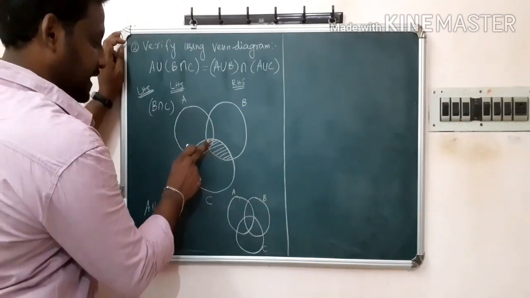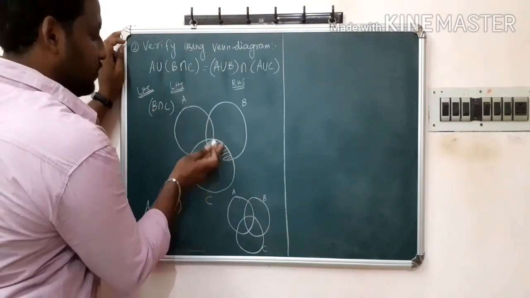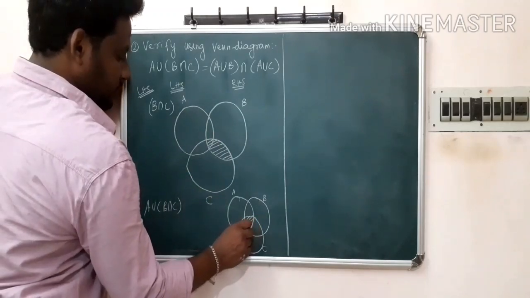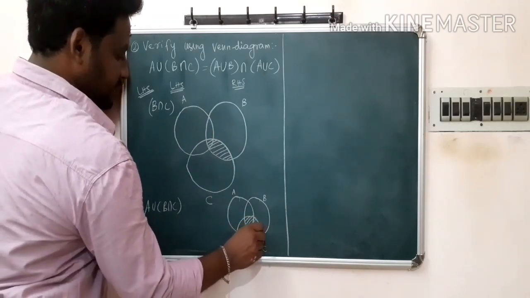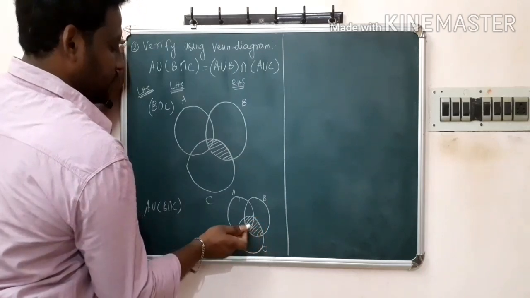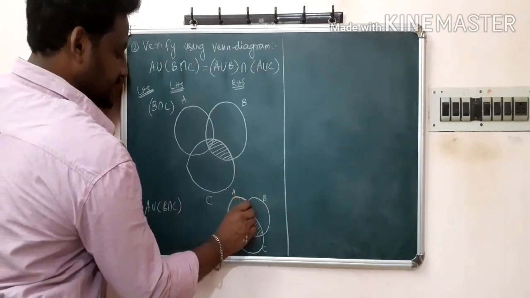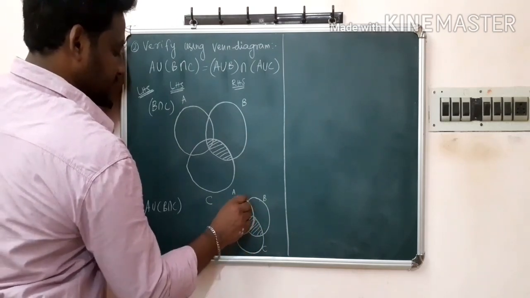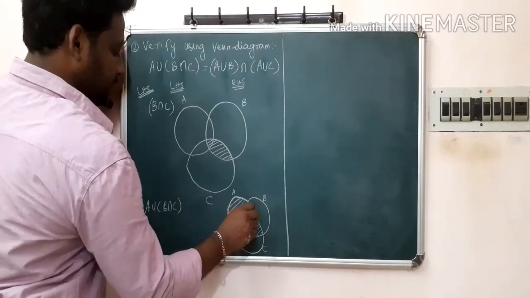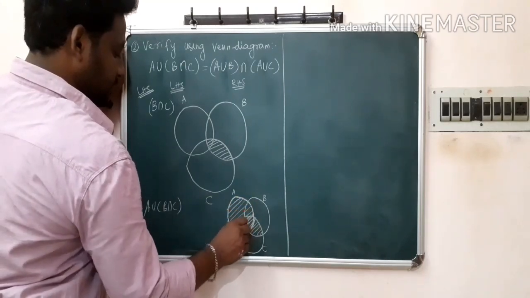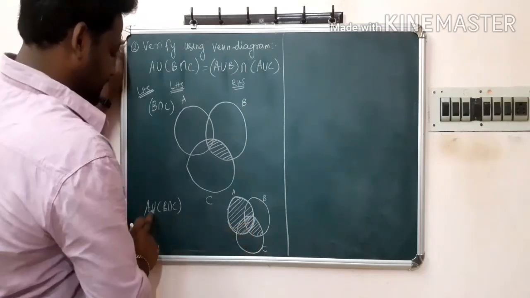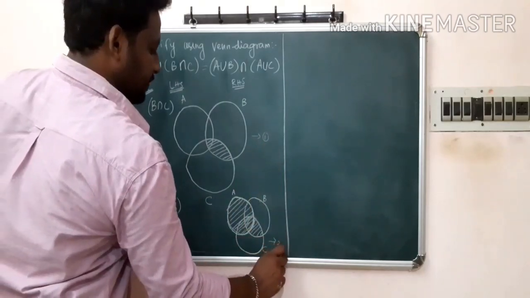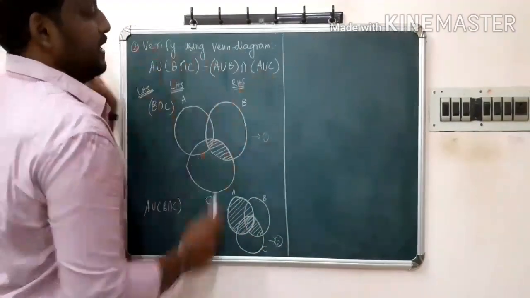We know that B intersection C part is already there, and then we have to take union with A. So B intersection C you already know is this part, and then we have to take union with set A. Set A is this full circle. So you have to shade this full A part. So this is called A union B intersection C. This is diagram 1, this is diagram 2. And then we move on to the left hand side.